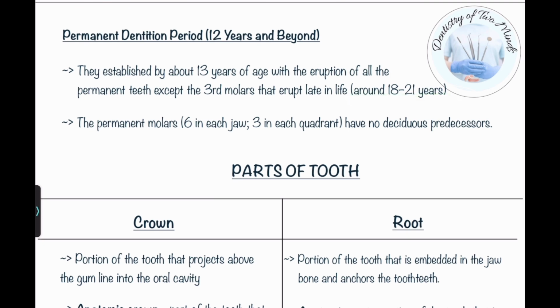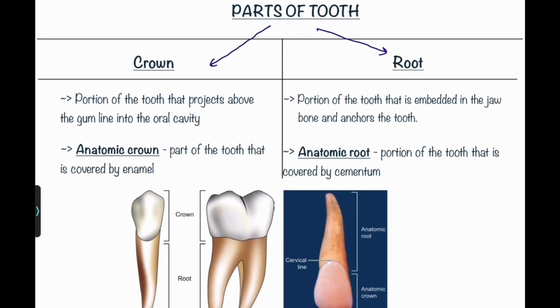The permanent molars, 6 in each jaw, 3 in each quadrant, have no deciduous predecessors. In other words, the permanent molars do not replace any primary teeth but erupt distal to the last primary teeth on the dental arch. They extend the dental arches at the back of the mouth as the jaw increases in size with growth. Coming to the parts of a tooth, any tooth has 2 main parts, the crown and the root.